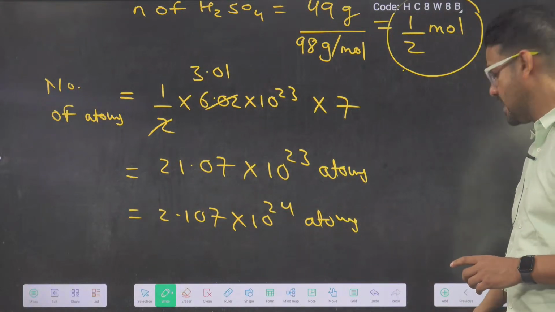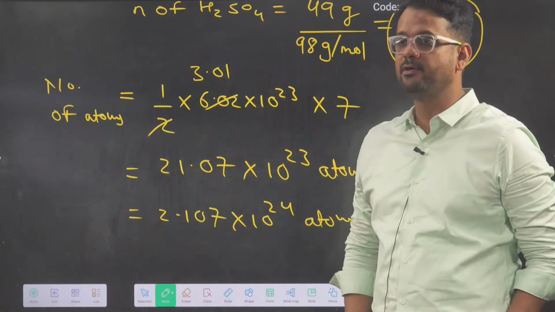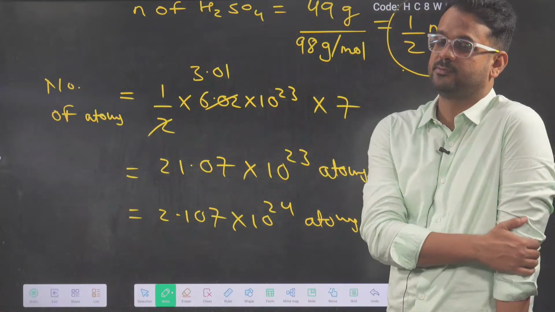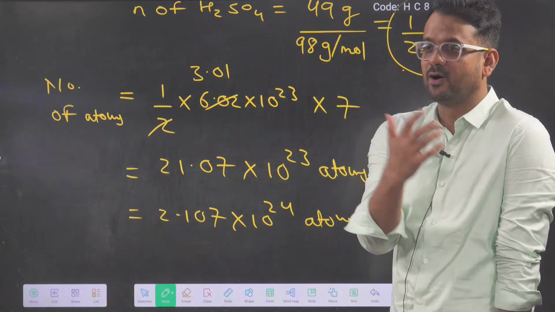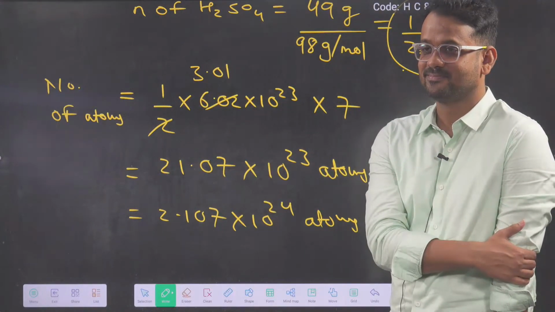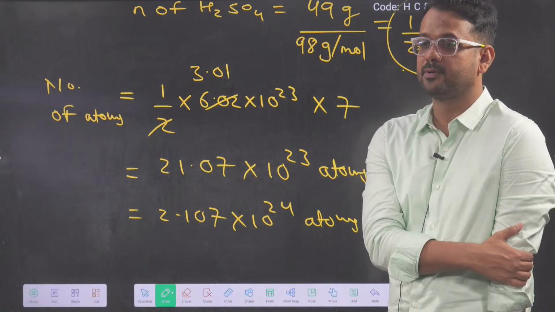So in tomorrow's class, we'll do some more practice on this, and then we will start with Avogadro's hypothesis. Okay? So I hope you are getting the feel now. Application of mole concept.